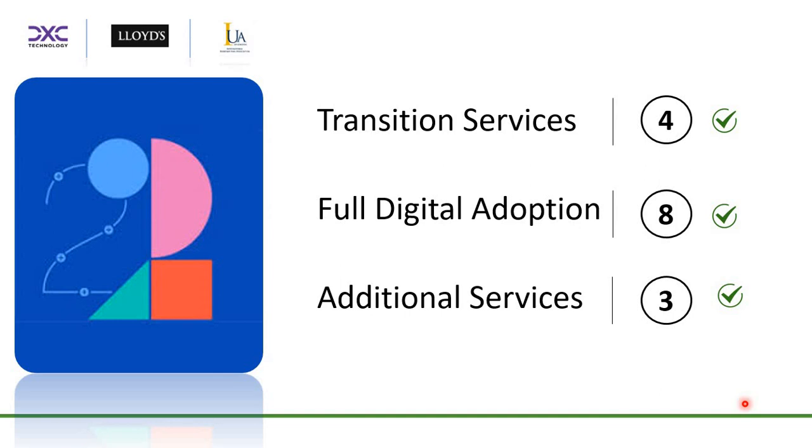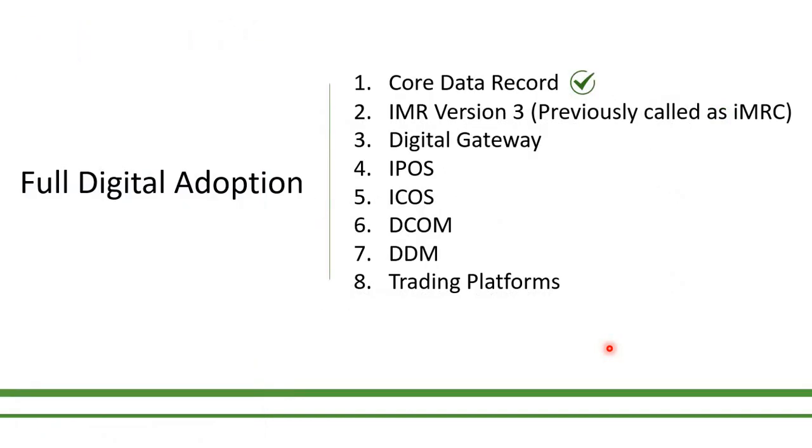Quick recap. In the Future of Lloyd's Modernization Program, we have a total of 15 services divided under three main categories: transactional services, full digital adaptation, and additional services. We have already talked about all these services in my previous video presentation, so I will put a link up over there so you can have a look. Now, we are going to start with the full digital adaptation category, and CDR is our first topic. We will also cover the remaining topics in subsequent video presentations, but the CDR is an important bit of information, so I thought to cover it first.